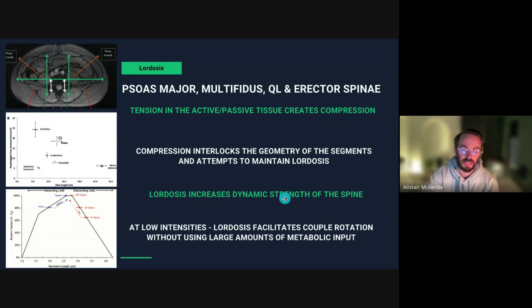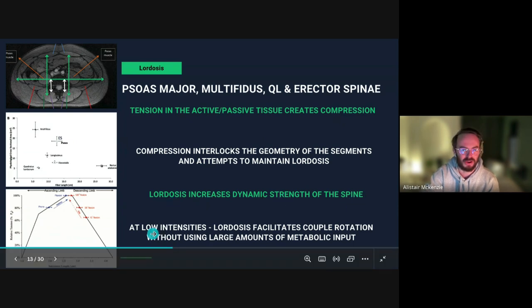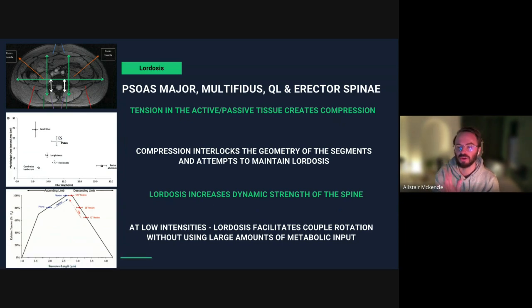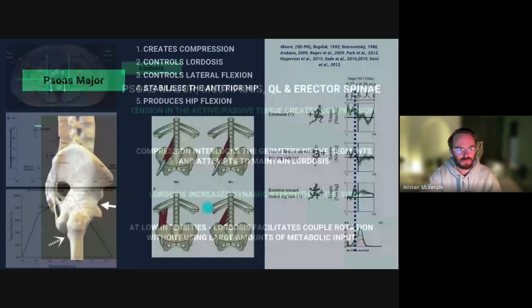The lordosis increases dynamic strength for the spine, and at low intensities, it allows for the facilitation of coupled motion without using large amounts of metabolic demand. So if you take away all the muscles and you have the spine standing upright, it wouldn't take much force for it to laterally bend to one side. And the spine utilizes that to create force and exploit gravity into movement.